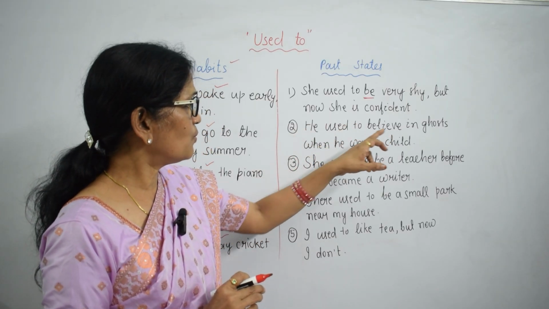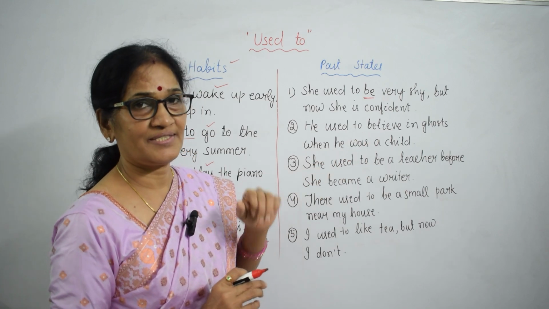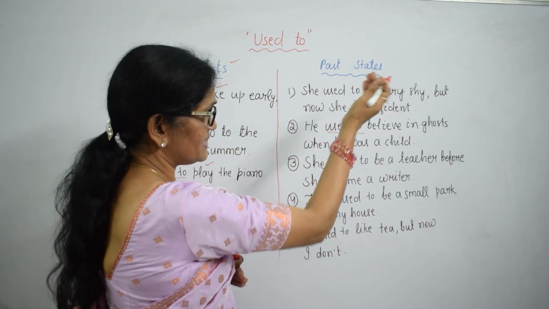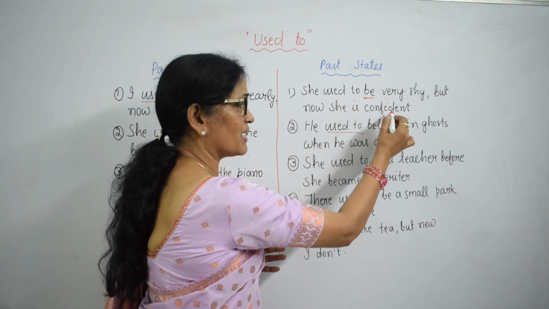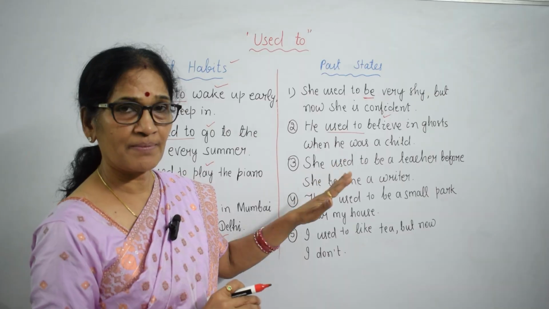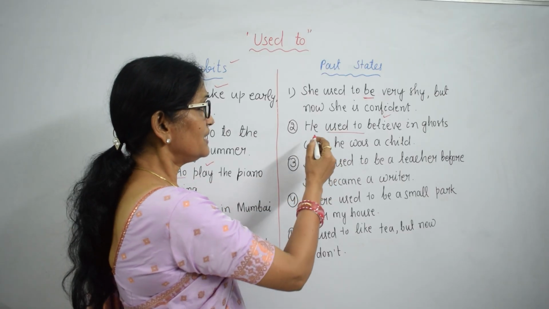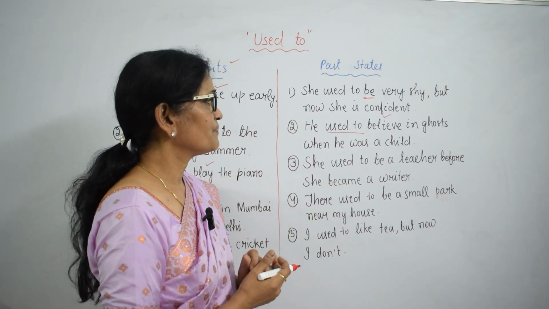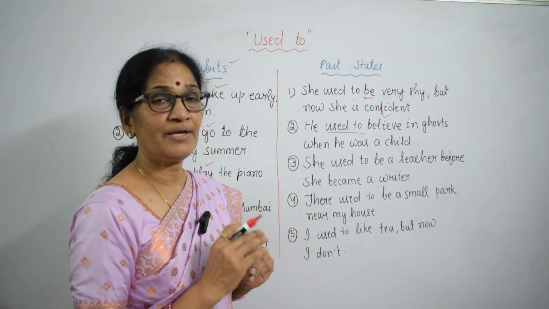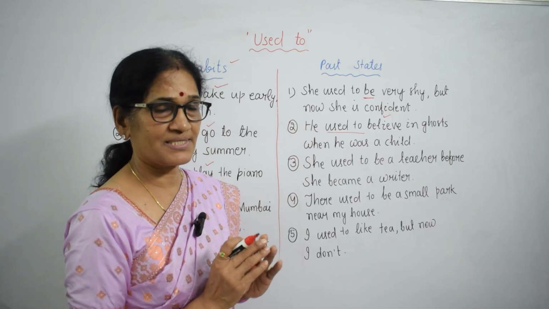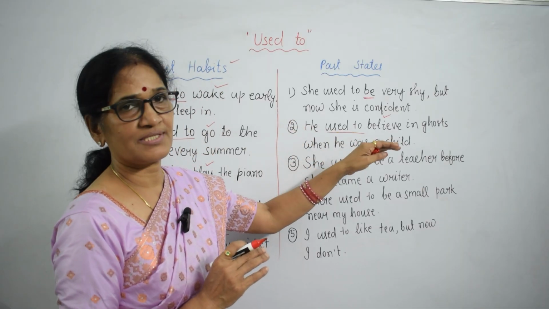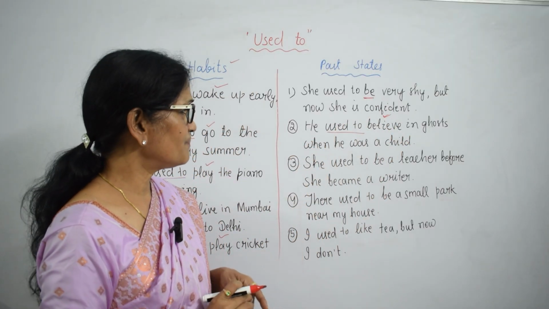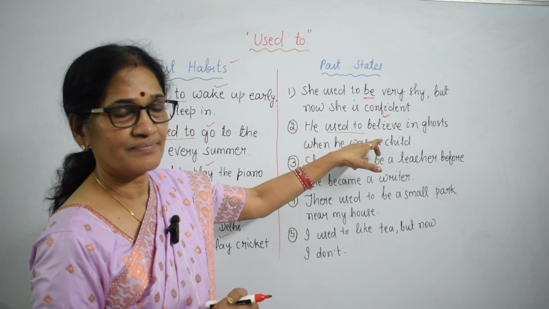He used to believe in ghosts when he was a child. Used to for past habits and for past states: used to plus verb 1. Used to follows verb 1, the base form of the verb, right? He used to believe in ghosts when he was a child. This means he believed in ghosts regularly. He believed in ghosts in the past when he was a child. Belief shows the state of mind. Okay? It is one stative verb.